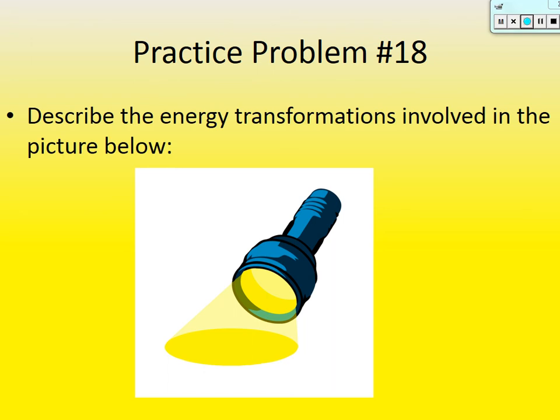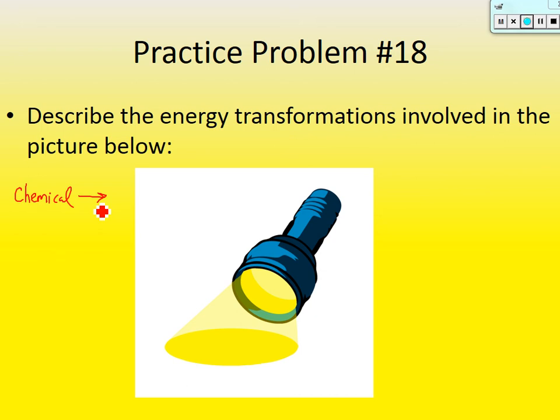Okay, number 18. What's happening here? So we're starting with, in order for the flashlight to work, you've got to have what in it? Batteries. What kind of energy do batteries have? Chemical. And what are we converting it to? Is it an LED? Yeah, see, you can make it very specific, but let's just say general.